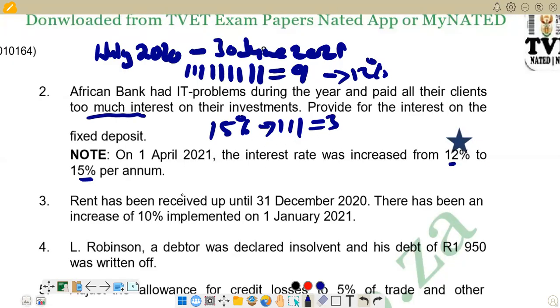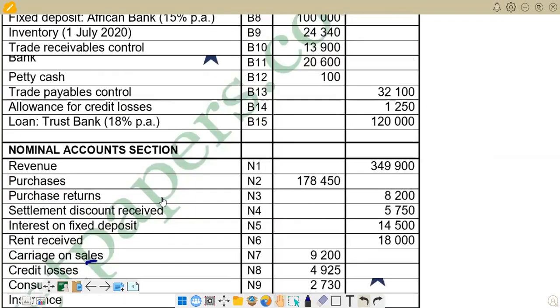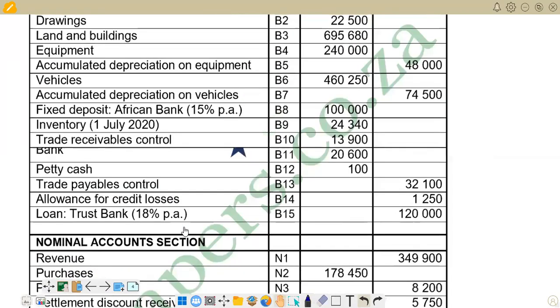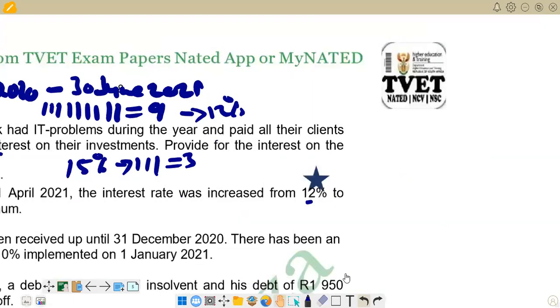And we go again on the list of balances to see the amount of the fixed deposit that we have. Let's try to see what amount of fixed deposit we have there. So if you come up there, you'd see that the amount of fixed deposit that we have for the African Bank is 100,000. So we are going to use that figure to calculate the actual amount that was supposed to be for that period.